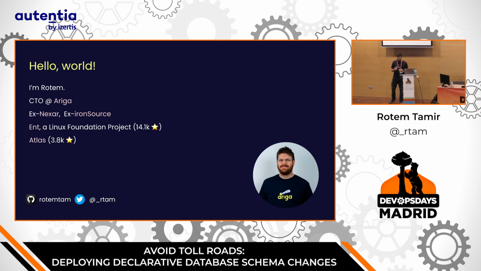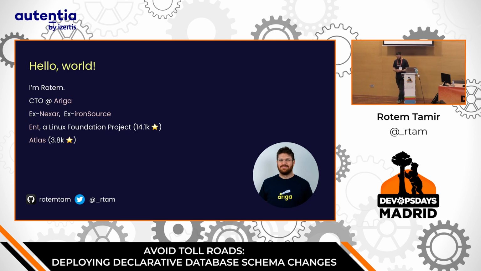So a bit about myself. I'm CTO and co-founder of Ariga. Part of my job, I am the maintainer of two fairly large open source projects. One of them is called Ent. Ent is an ORM for Go. It's a Linux Foundation backed project that was started by my co-founder while he was working at Facebook.